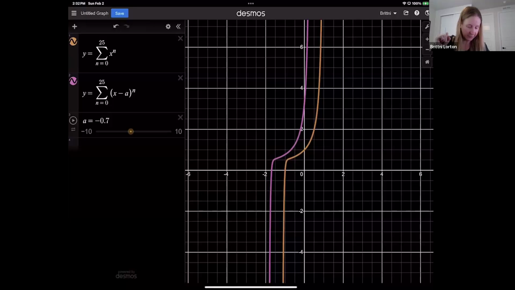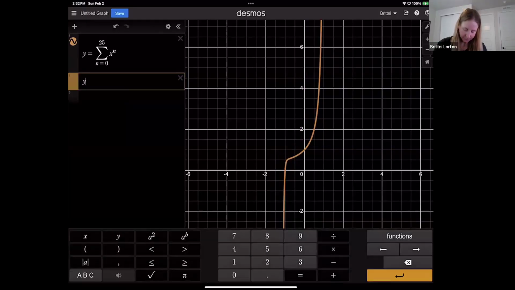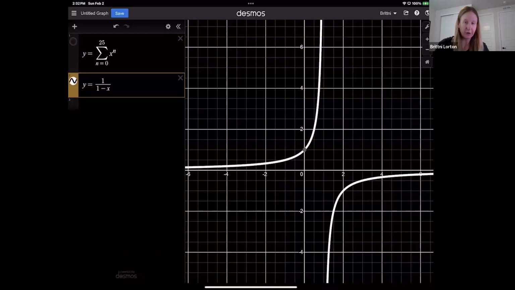So let's graph y equals 1 over 1 minus x. Okay, so I've graphed it. There's my y equals 1 over 1 minus x.